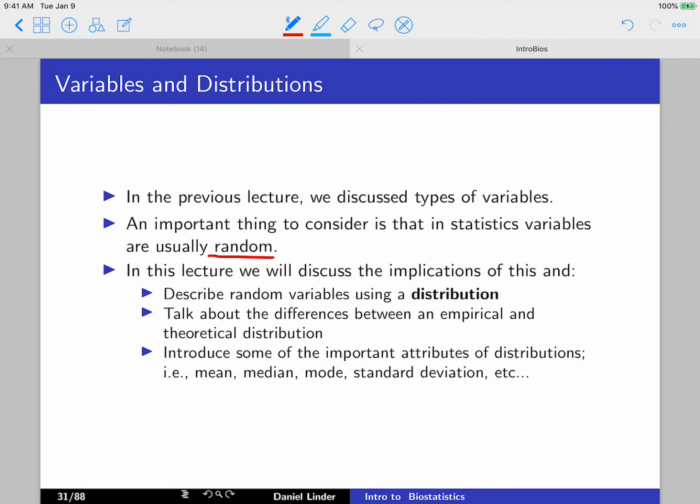So in this lecture we're going to discuss the implications of random variables, and we're going to describe the method or the actual quantity that's useful in describing what a random variable's behavior is. So that's this so-called distribution. We're going to look at the differences between an empirical and a theoretical distribution, and we're going to introduce some of the important attributes of distributions. So we're going to talk about mean, median, mode, standard deviation, and in the next lecture we're actually going to nail those concepts down in more detail.